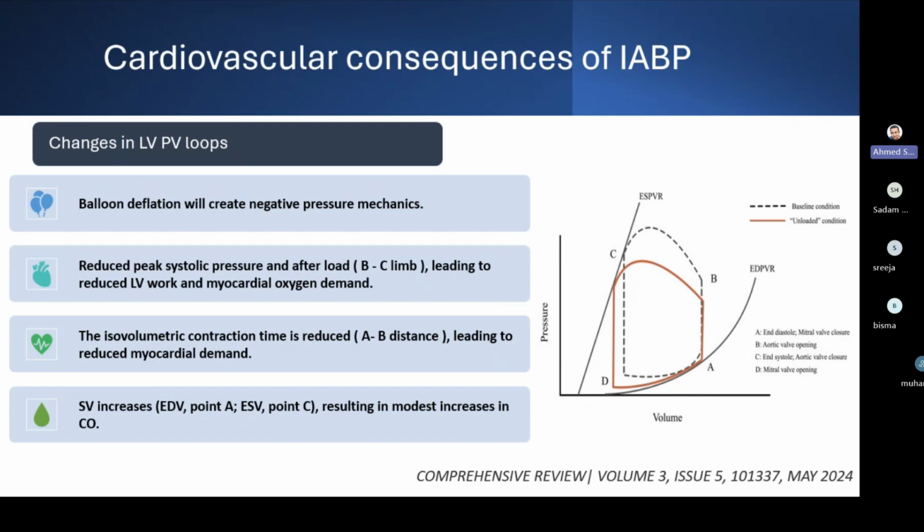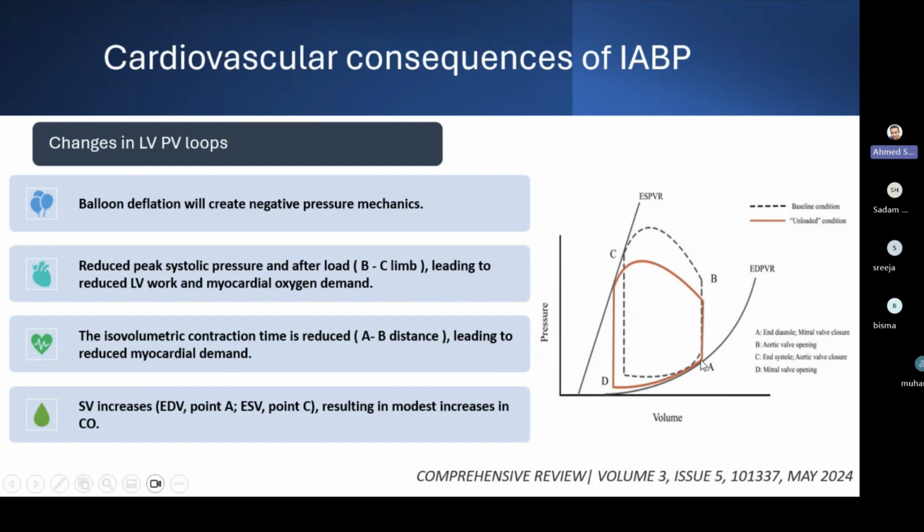And the next part is about the changes of the left pressure volume loops during the run of the intra-aortic balloon. So the first graph is the baseline graph, the black dashed graph. And as you see here, this is the working point of the heart during the systole, which is a surrogate of the afterload. And this is the peak systolic pressure, which is elevated prior to the use of the intra-aortic balloon.